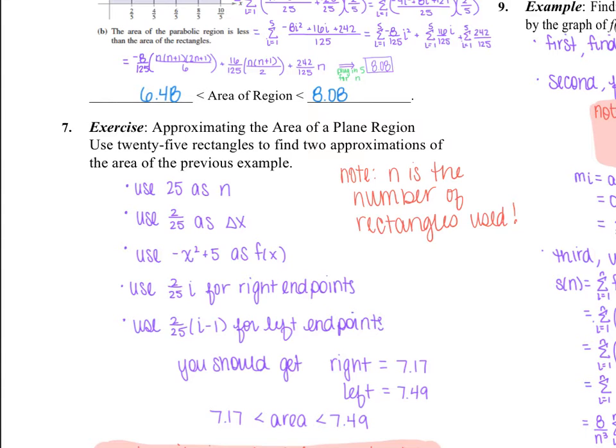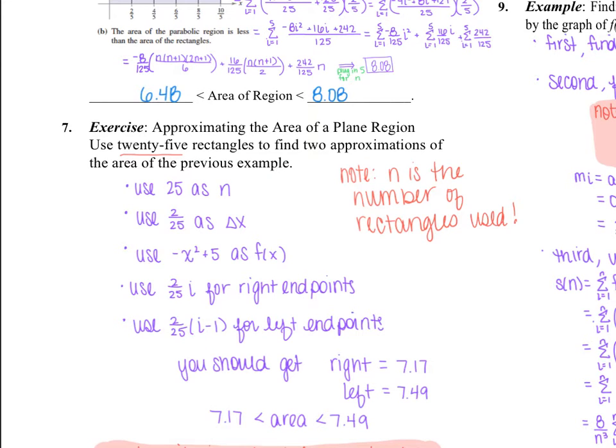So for number 7, they're asking you to pretty much do the exact same thing, but now we're using 25 as our n, because they're asking us for 25 rectangles. If we're asking for 25 rectangles, we're really only spanning to the value of 2 on our x-axis. So we need to divide 2 by 25. So 2 over 25 is our delta x, right here. Okay, so we still have the same function, it's still that negative x squared plus 5. Now we can find our right and our left endpoints again. We have that 2 over 25 i, and then the left one was the one before, so i minus 1.